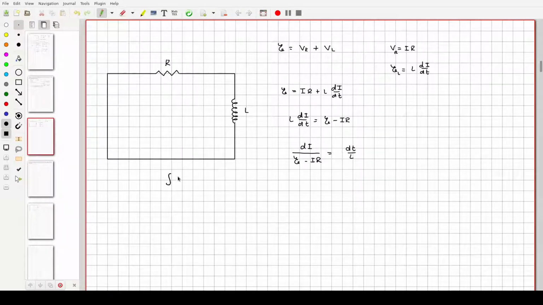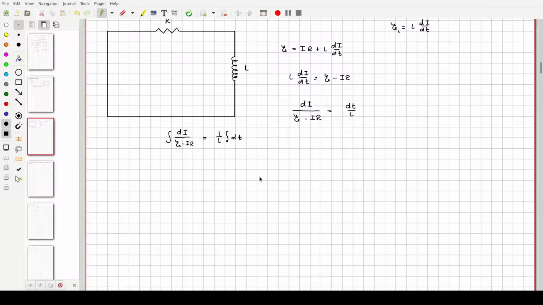So integrate the left-hand side. You're integrating di over the EMF minus I times R. You integrate the right-hand side. You're integrating 1 over L, since that's the constant. I'm going to pull it out. It's just the integral of dt. Now, this is a very easy integral to do. This is going to be t, and then we'll have a constant because, like I said, this is indefinite, which I'll just call C1, that may or may not be relevant.